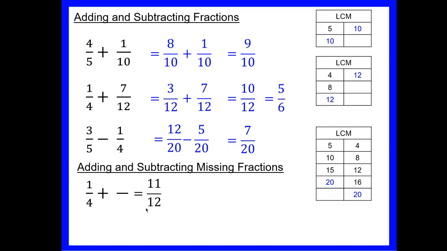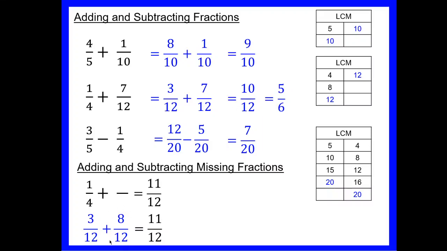So to get from 4 to 12, I need to multiply by 3. So I need to multiply the numerator by 3 as well. So that gives me 3 twelfths. So 3 twelfths plus something is 11 twelfths. Well, what do I have to add to 3 to get 11? Well, I would need to add 8. So 3 twelfths plus 8 twelfths must make 11 twelfths.